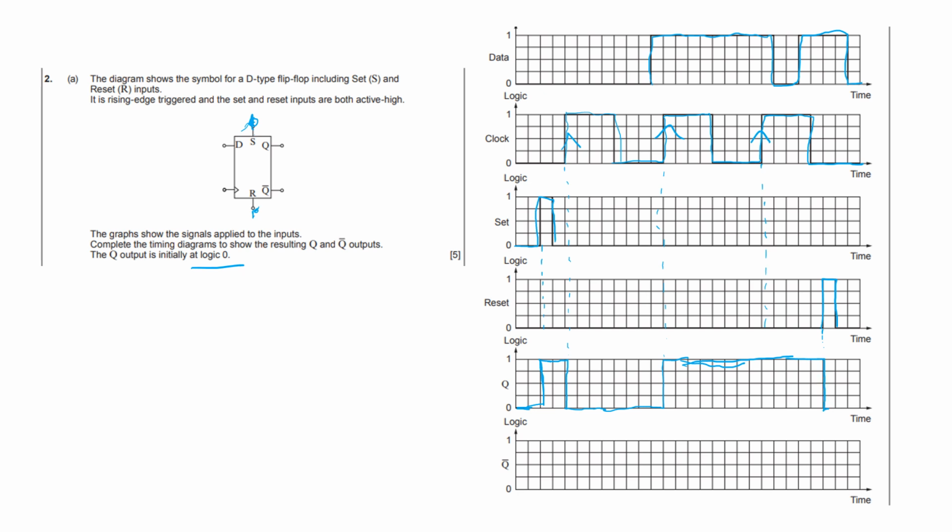Okay, so that's the idea of that one. Q copies D on the rising edge of the clock pulse. Obviously, you don't have to wait for the clock pulses to set and reset because the SR flip-flop does not need a clock pulse.